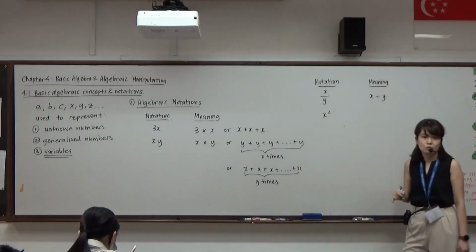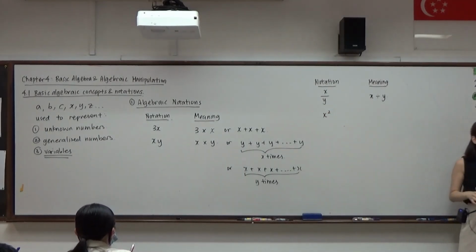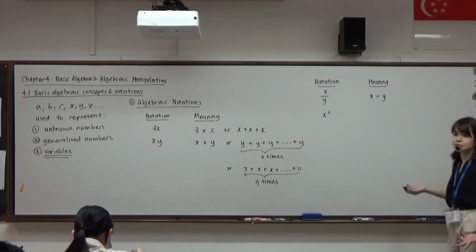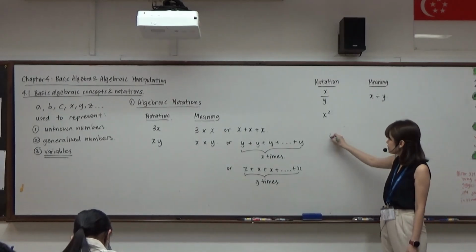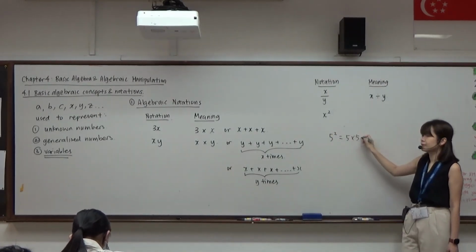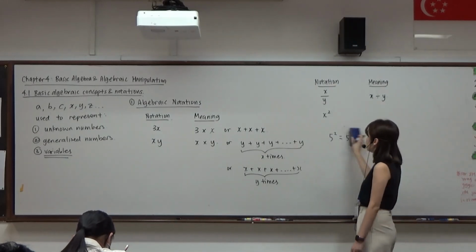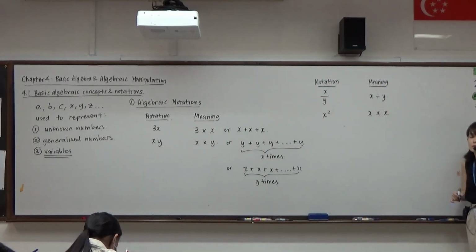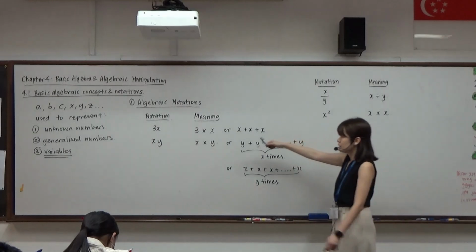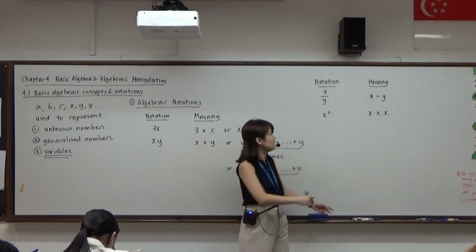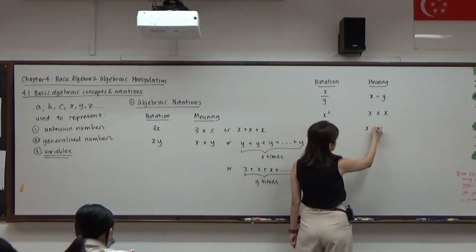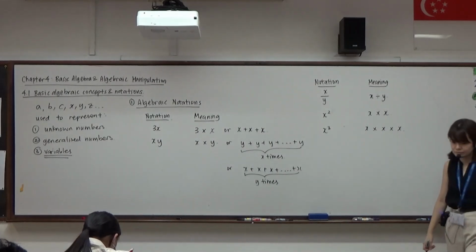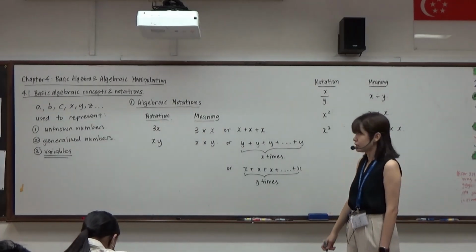x squared. We have already learned this index notation when we were at chapter 1. So x squared means x times x, because we know 5 squared means 5 times 5. So x squared will mean x times x. So x times x is not the same as 2x or even 3x. Likewise x cubed will be x times x times x.